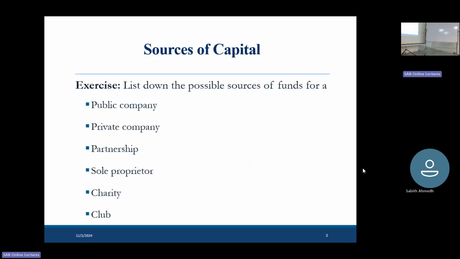Right. So let's see what the sources of capital are. I told you this is not very difficult. Sources of capital. So these are the types of business organization. It can be a public company, private, partnership, sole proprietor, charity, club, different types of business organization, maybe for profit or not for profit. Now, if it is a public company, what are the sources of finance? It can issue shares, debentures, and also bank loans.